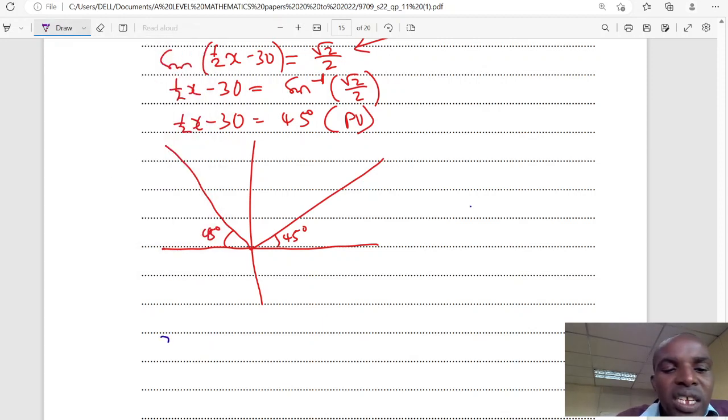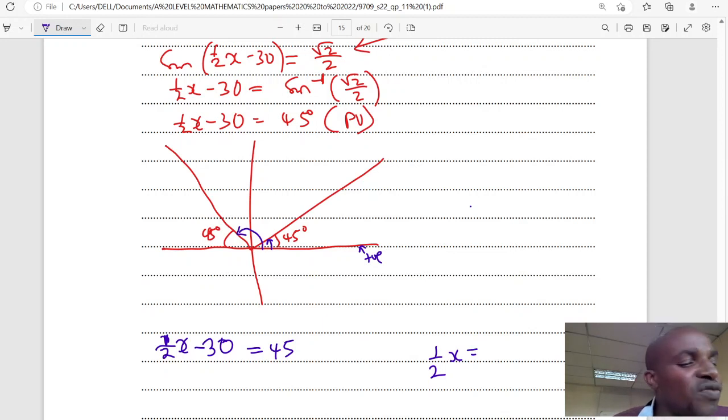The first part, you say it's half x minus 30 is equal to, right? The first one, from this line to the first line. From the positive x-axis, please. That's how you find your angles. So it's always from the positive x-axis. So it's 45 degrees to the first line. Right. Now to the second line, half x minus 30 is equal to, from this one to this one, it's 180 minus 45. Is it 135? 135, like this. So it's half x minus 30 is equal to 135.